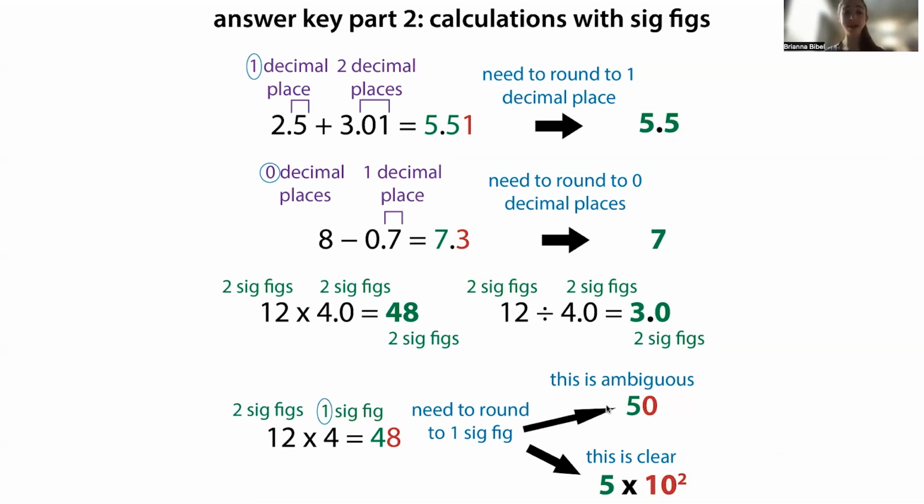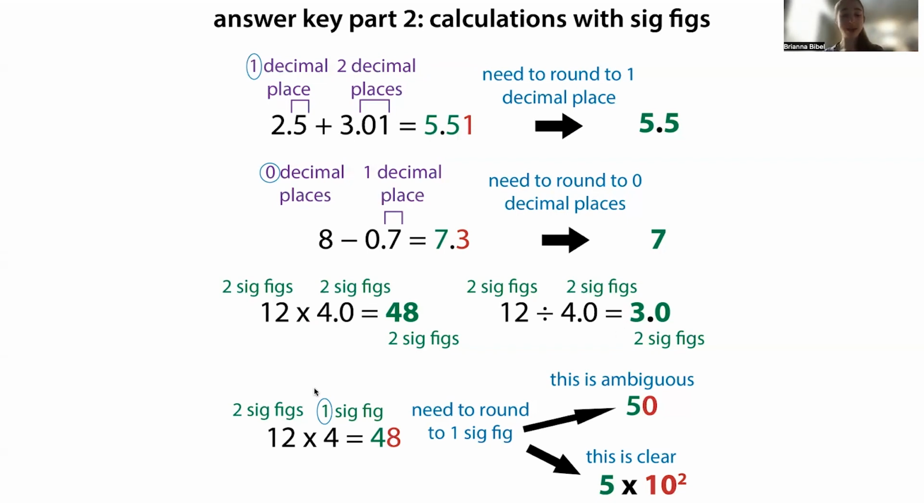Multiplication and division, here the decimal places don't matter except in terms of determining how many significant figures there were going in. Instead we care about how many significant figures there were going in. In this case, we have 12, which has 2 significant figures. We have 4.0, which has 2 significant figures, because remember, a 0 after a decimal point is significant. Our answer is 48, and we report it as 48 with 2 significant figures. 12 divided by 4.0 is going to be 3.0, because we have 2 significant figures in both of our incoming, so we need 2 significant figures in our outgoing. And so we would report this as 3.0, not as 3.